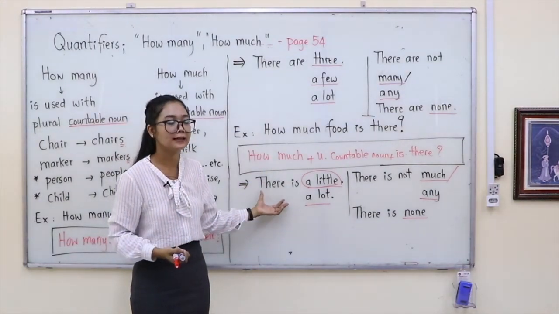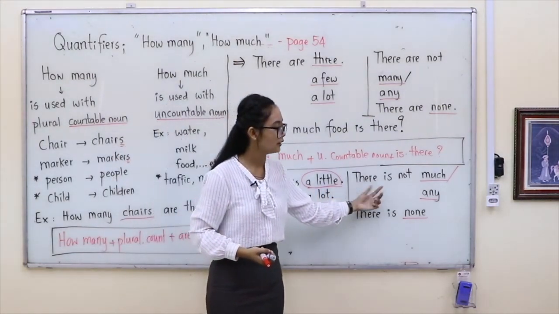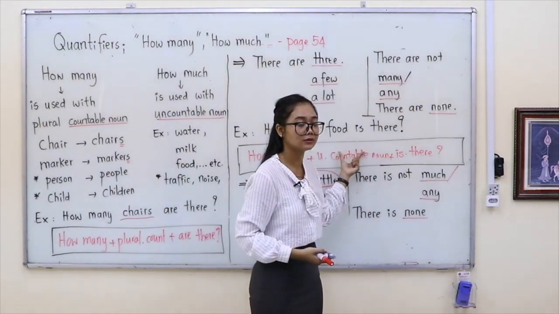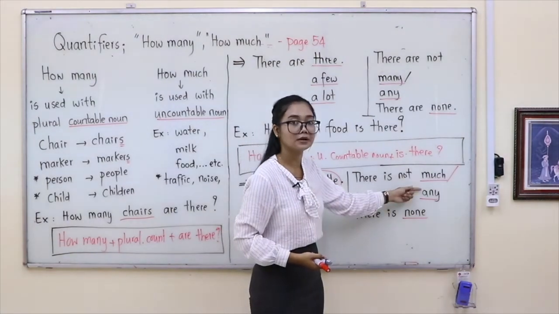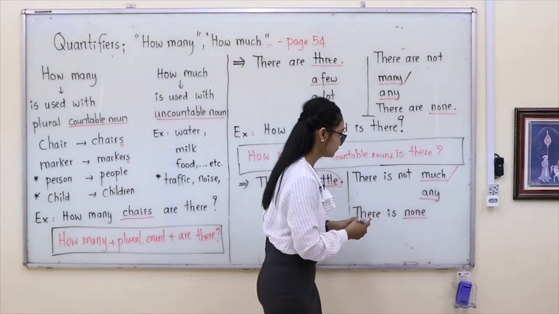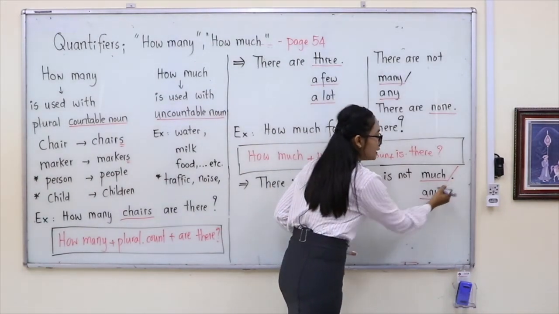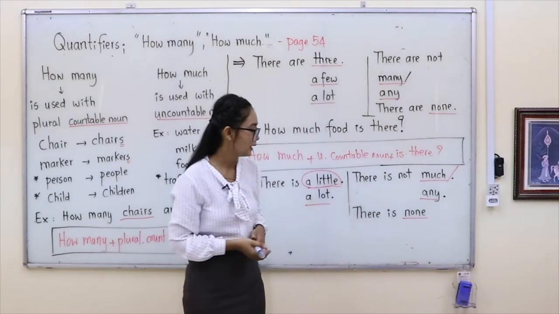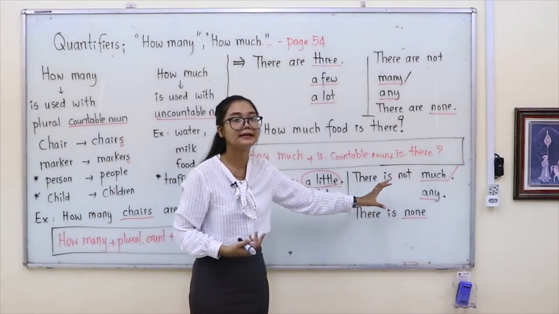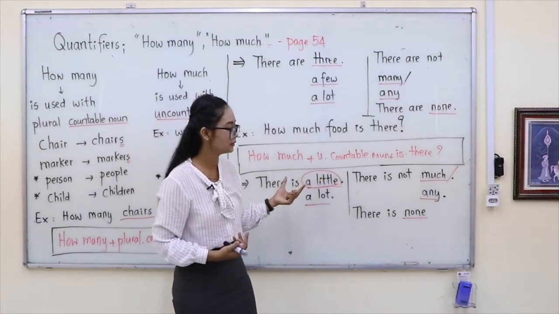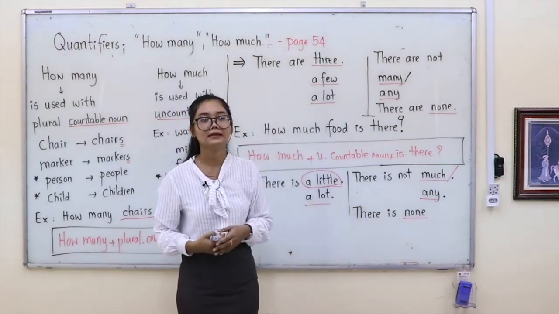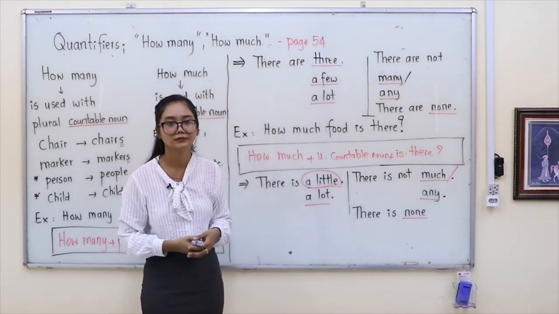So how do we use it in negative form? There is not much. So we use much with an uncountable noun. There is not much. Or you can say, there is not any. Remember to use any in negative or question form. The last one, the important thing is that you can use none to make it negative with an uncountable noun. So there is none. None means there is no food at all.